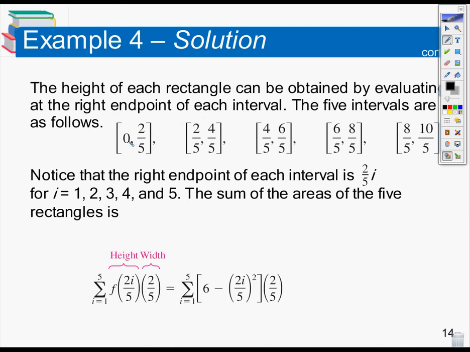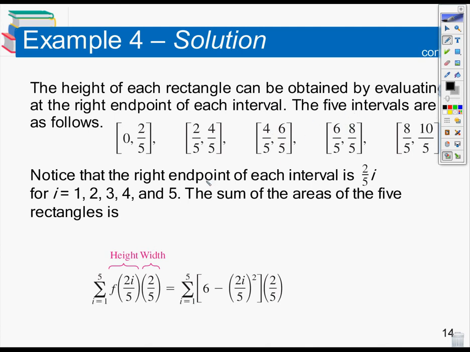So the first one goes from 0 to 2/5. The next one goes from 2/5 to 4/5. The next one goes 4/5 to 6/5, 6/5 to 8/5, and 8/5 to 10/5. And that brings me all the way from 0 to 2, the whole region that I'm trying to get the area of. And what we want to notice here, and what's going to be very important, is that this value right here, the first y value, is exactly 2/5 less than this one. This y value is 2/5 more than this one, and this y value is 2/5 more than this one.